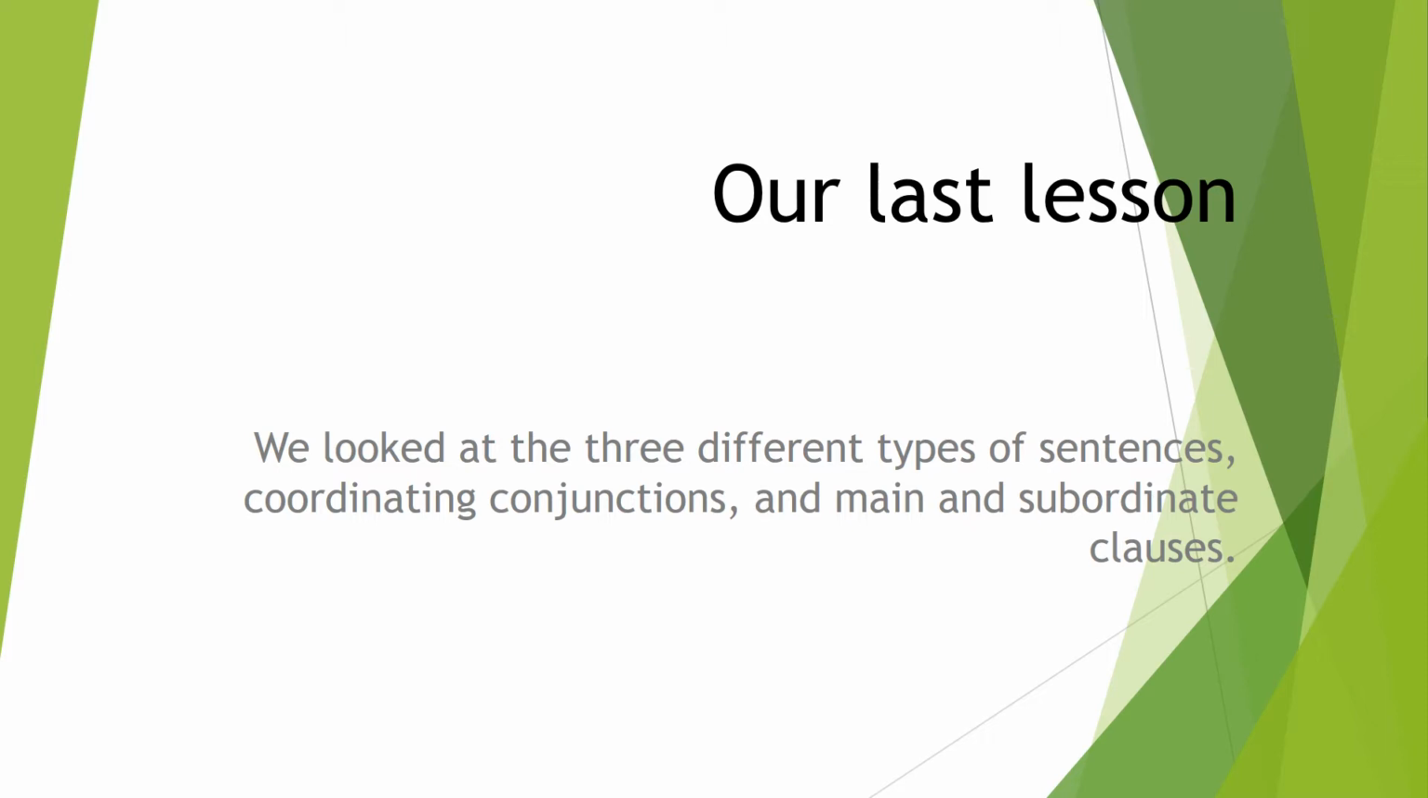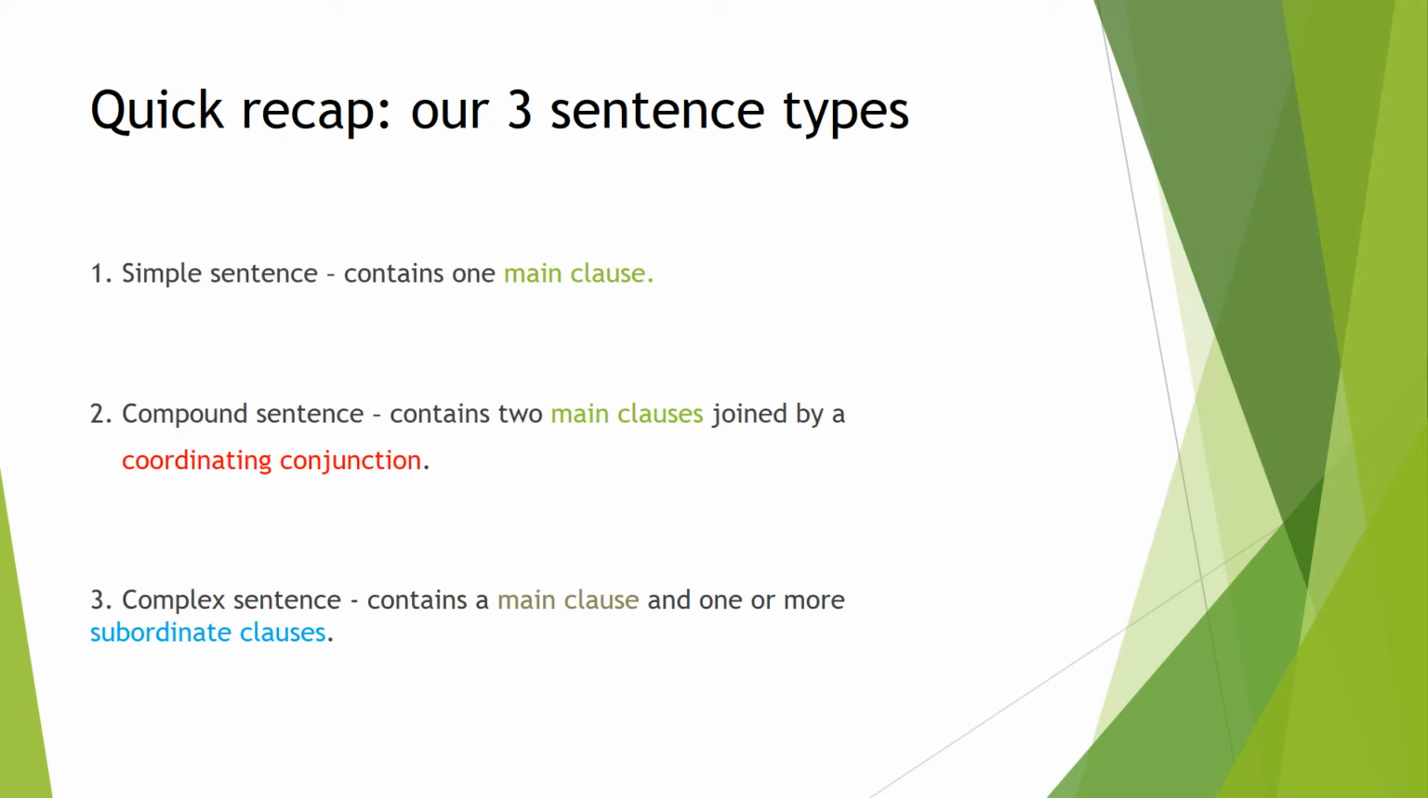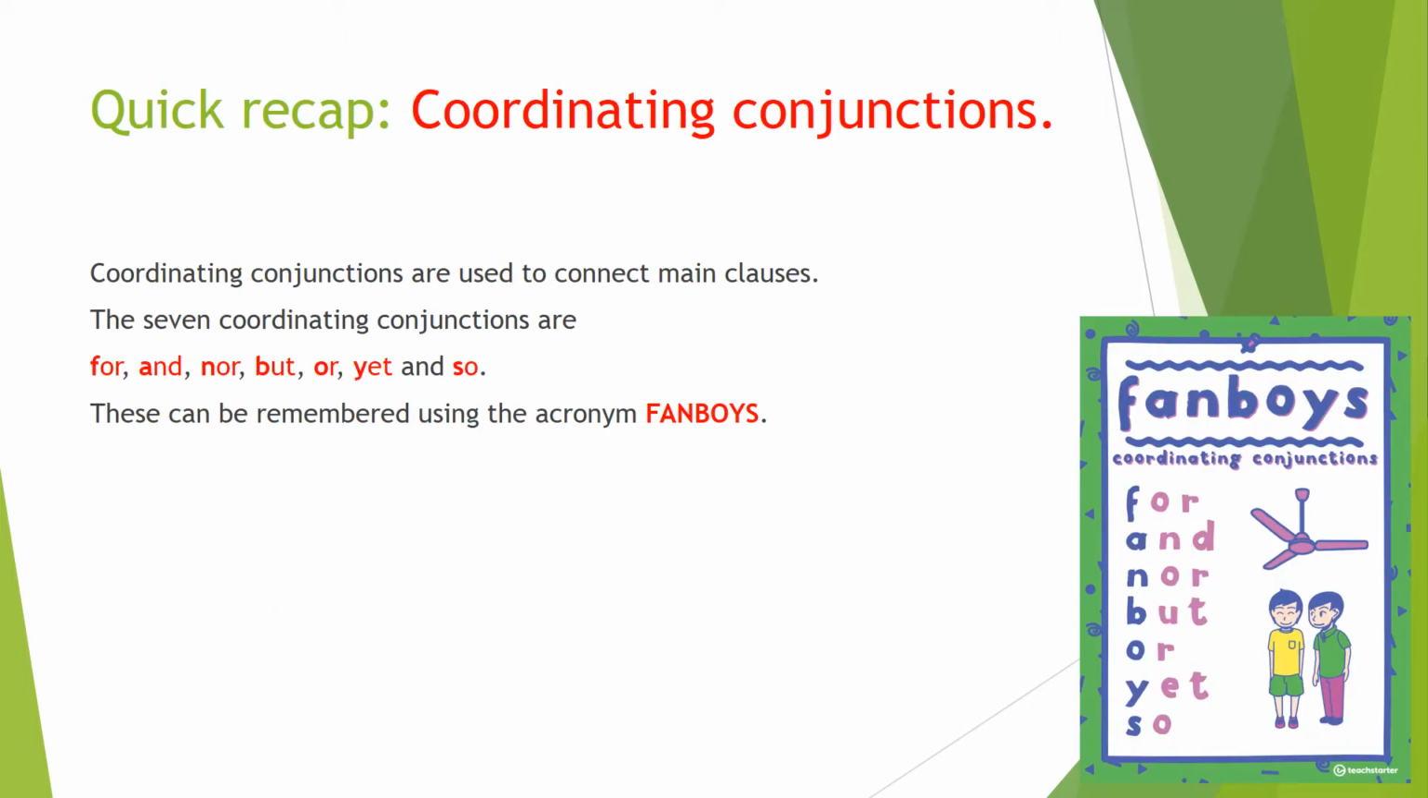So if you remember yesterday, we looked at the 3 different types of sentences. We also looked at coordinating conjunctions and main and subordinate clauses. So if we do a quick recap, there were 3 sentence types: simple, compound and complex. And our coordinating conjunctions, we can remember them by the acronym FANBOYS: for, and, nor, but, or, yet, so.